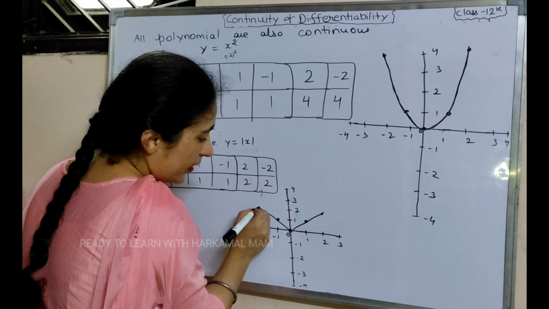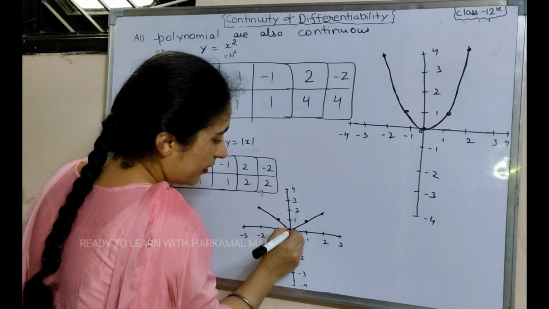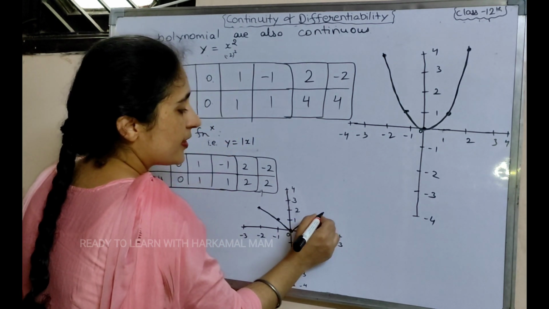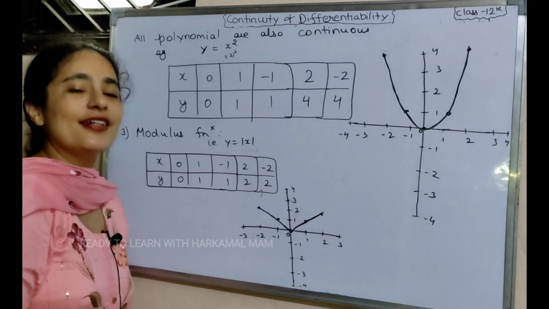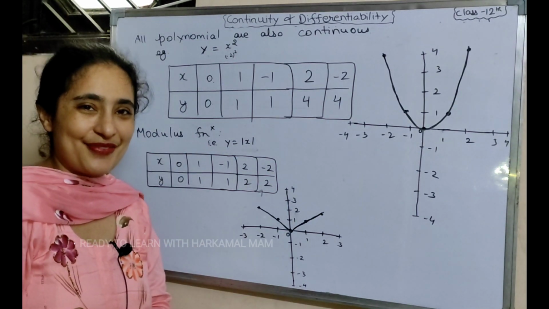So join these dots. We are plotting the graph without lifting the pen. So this type of function is called a continuous function. So the modulus function is also a continuous function.